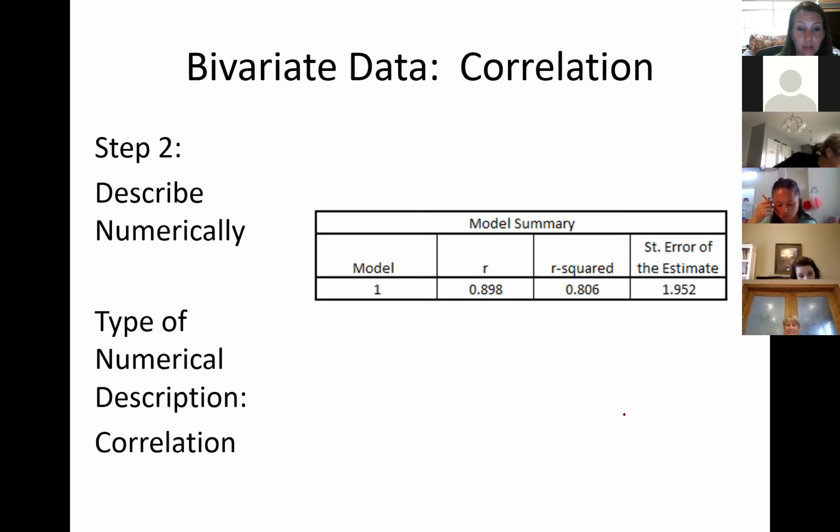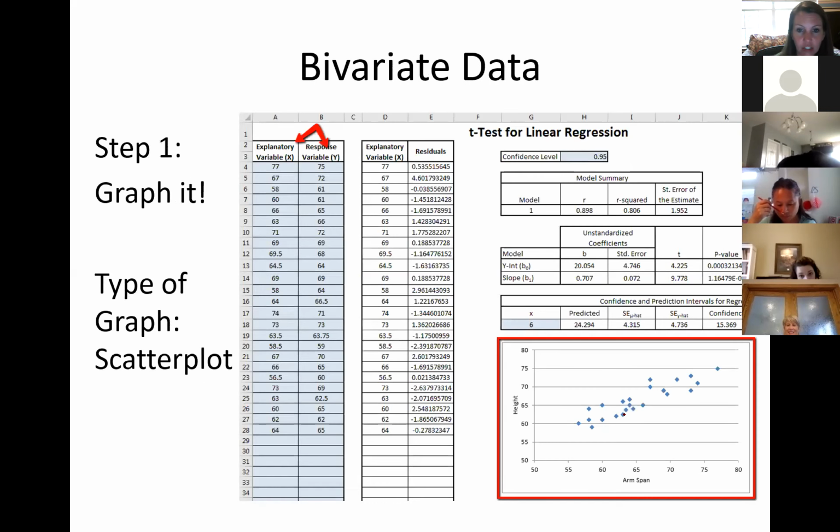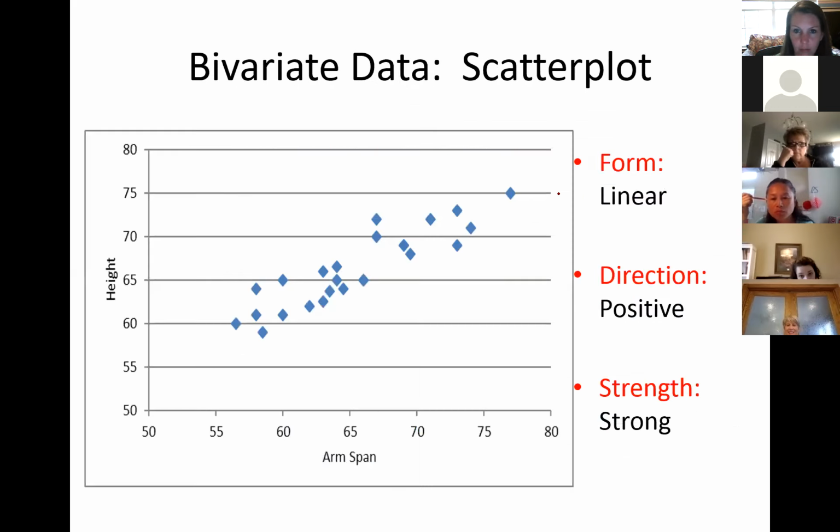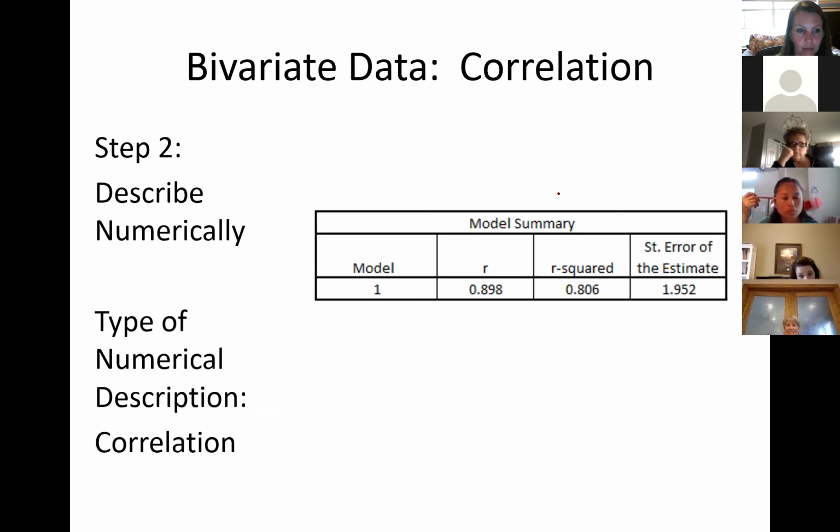Okay, so next step is we're gonna look at correlation. And again, this is just in our spreadsheet over here in Excel. It gives us that model summary. So this is just that model summary all blown up. And R is our correlation. So we can see the correlation is 0.898. And again, the closer you are to +1 or -1, the stronger the relationship. So an R of 0.898, that's pretty strong. That indicates a strong relationship.